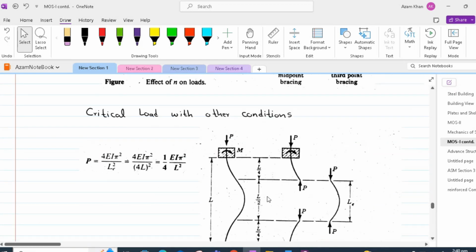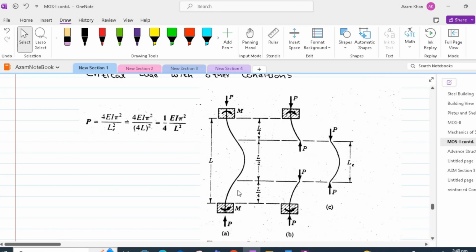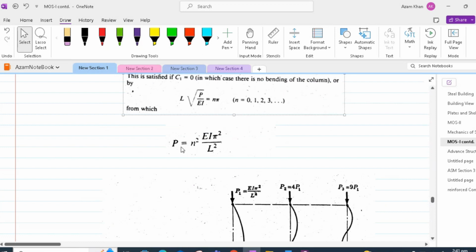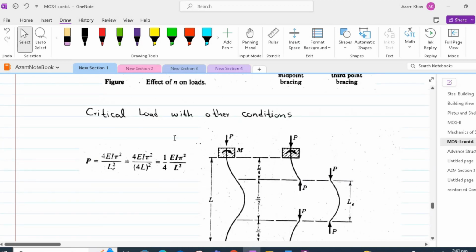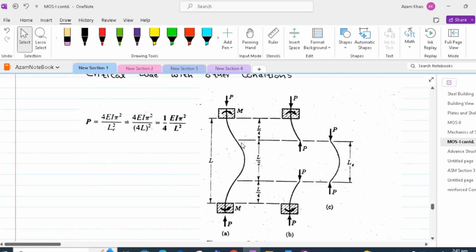If we consider another end condition, for example, both ends fixed, then our column would bend in this shape. For this, we don't have to do much. We just can adjust our Euler equation. Since we know that P critical is n square EI pi square by L square, this L in the case of pinned section was the full height of the column. In case of both end restraint, we can reduce that L to L by 2.